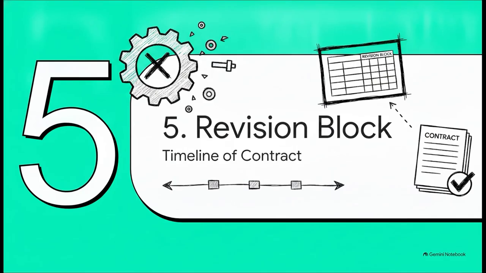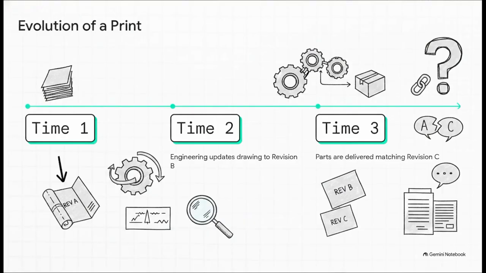Let's look at Section 5, the revision block reality. This is another highly overlooked area that becomes absolutely critical the exact moment parts get rejected. The revision block isn't just administrative paperwork, it's quite literally a timeline of your contract. You might place a purchase order when the drawing is at Rev A. A couple of weeks later, engineering updates a tolerance and saves Rev B. Then, by the time the parts arrive, your system shows Rev C.